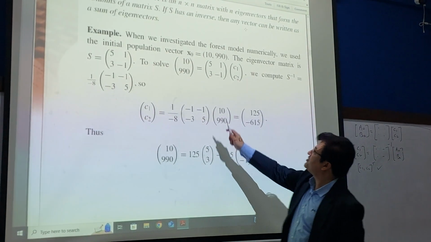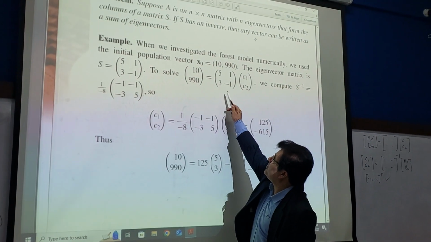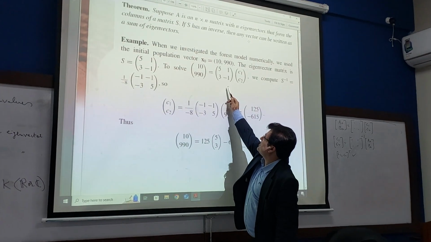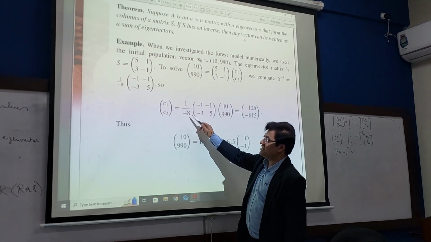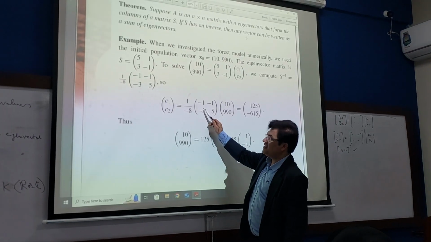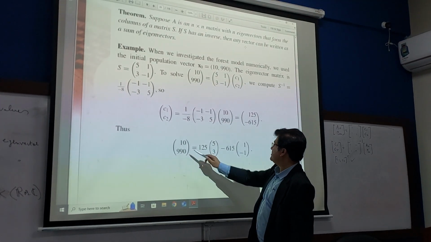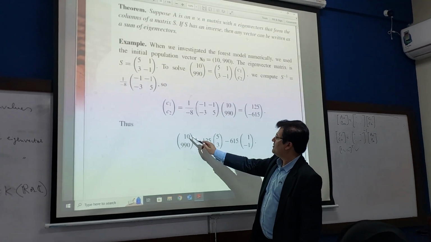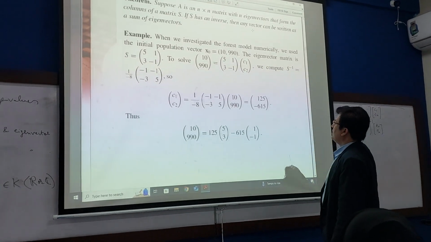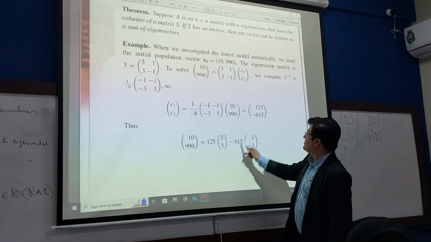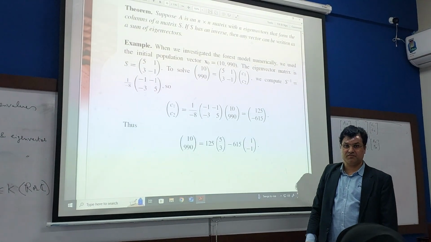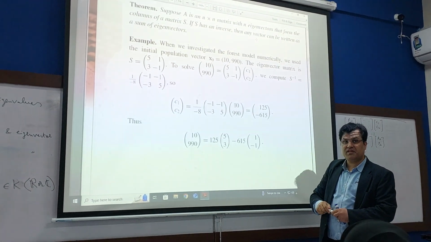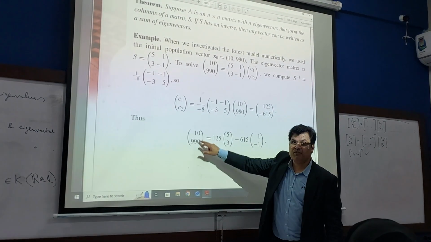So this was our matrix, so what you have to do is find its inverse. So what is the inverse? Adjoint over determinant. If you find the determinant, it will be -8, this is the adjoint, simplify, you will get C1 C2, 125 and -615, so this is over C1, this is over C2.